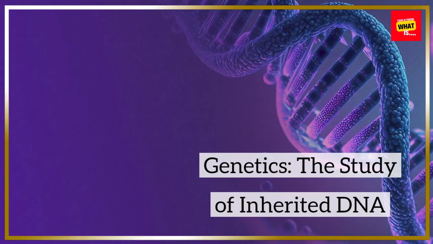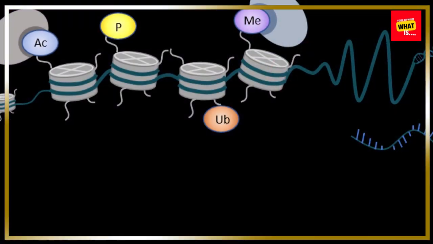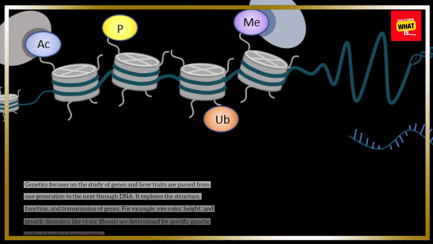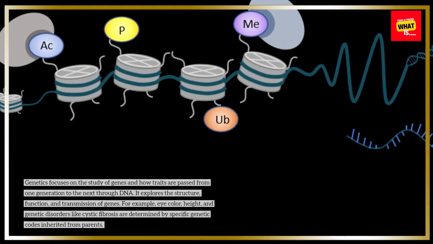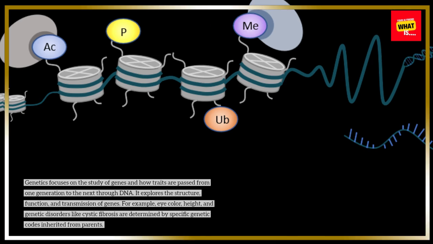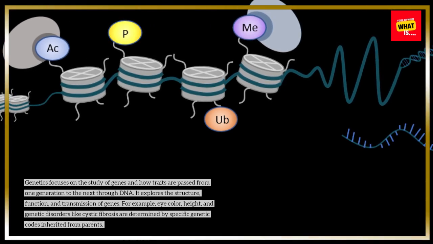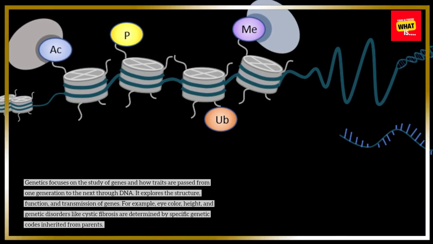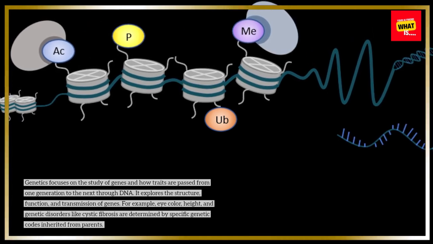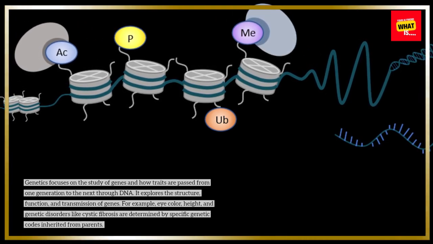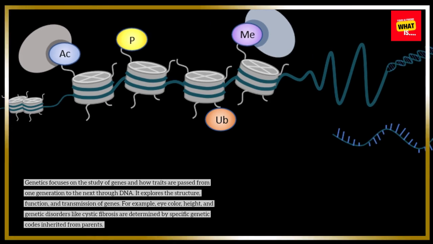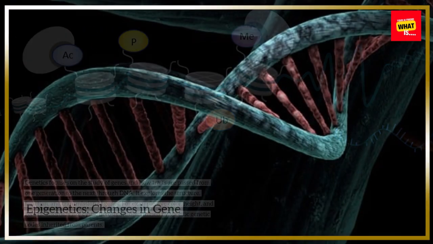Genetics. The study of inherited DNA. Genetics focuses on the study of genes and how traits are passed from one generation to the next through DNA. It explores the structure, function, and transmission of genes. For example, eye color, height, and genetic disorders like cystic fibrosis are determined by specific genetic codes inherited from parents.